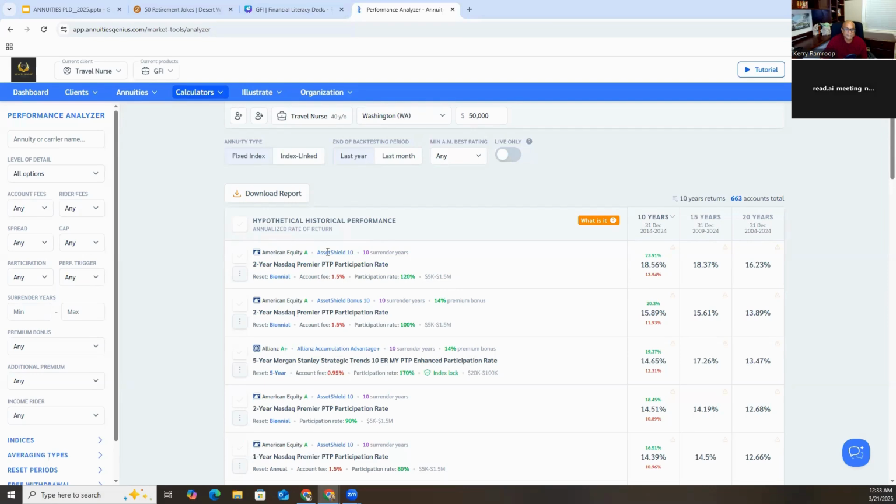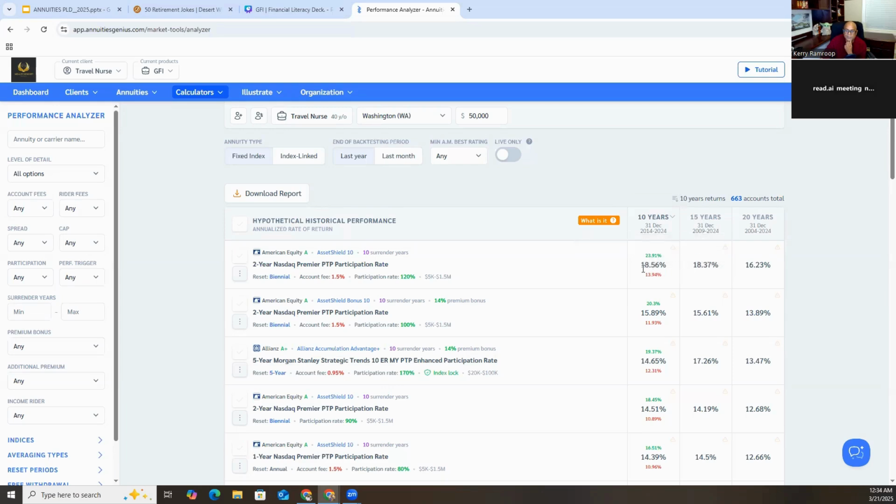It says American Equity. This is an A-rated company. It said we cannot leave the money for at least 10 years and use this index at 2-year NASDAQ participation. And this means that the money is going to stay for 2 years. There is an account fee for this, 1.5. So if you don't want any account fees, you could use this to say you want a company without any account fees. All of these that are performing well show us how they performed in the last 10 years.